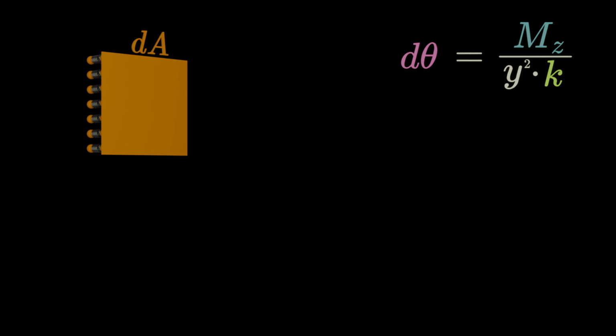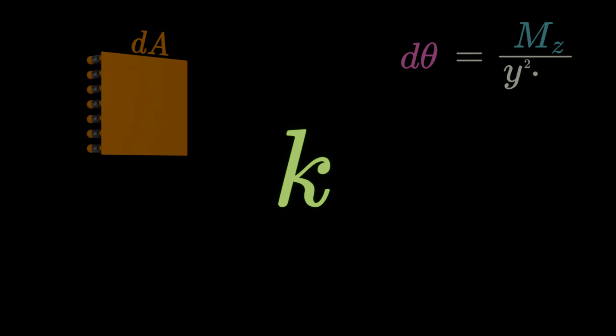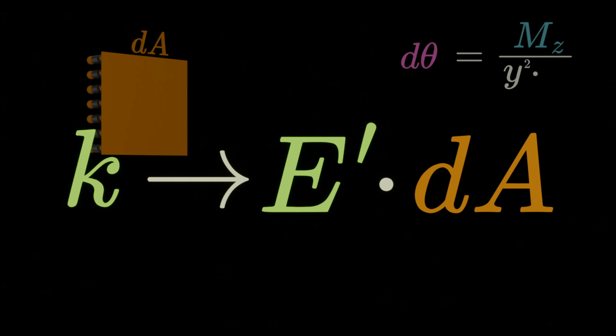The physical property that represents the strength of the atomic bonds is the spring constant K. Let's replace it with our infinitesimal area times a quantity E prime, which is the spring constant per unit area. This helps to generalize our equation, but we can go one step further. If we think about a spring, its stiffness is governed not only by the geometry of individual coils, but by the overall length of the spring itself. A longer spring will stretch further under a given load, reducing its stiffness.